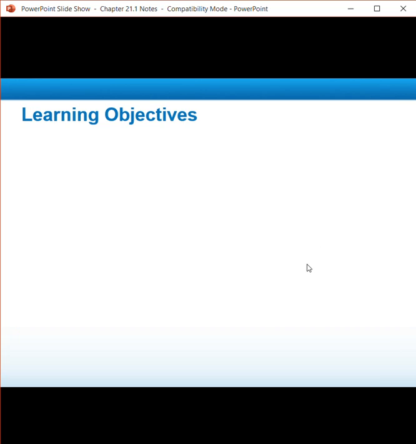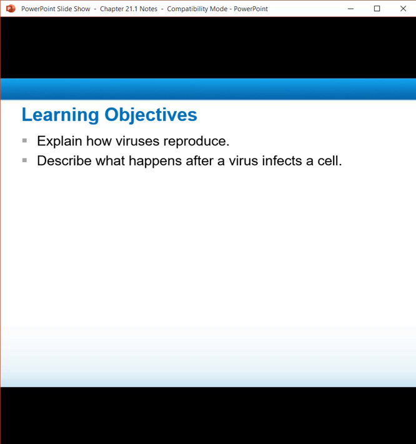All right, so our learning objectives. Let's talk about the things that we want to make sure we learn and understand. First, explain how viruses reproduce. How do we get more viruses? How do we replicate what we have? Second, describe what happens after a virus infects a cell. So, what happens after that virus gets into the cell?